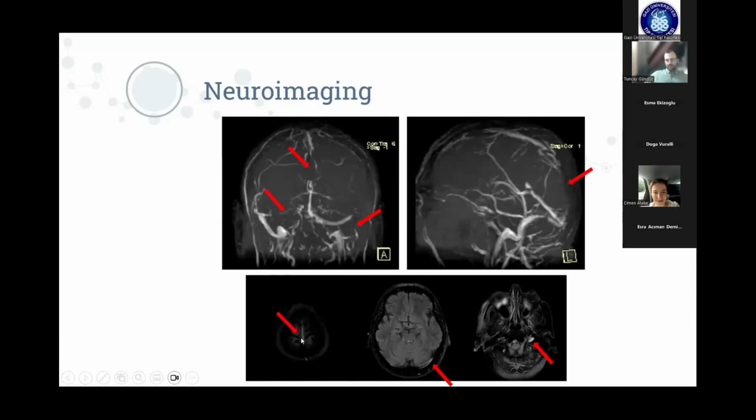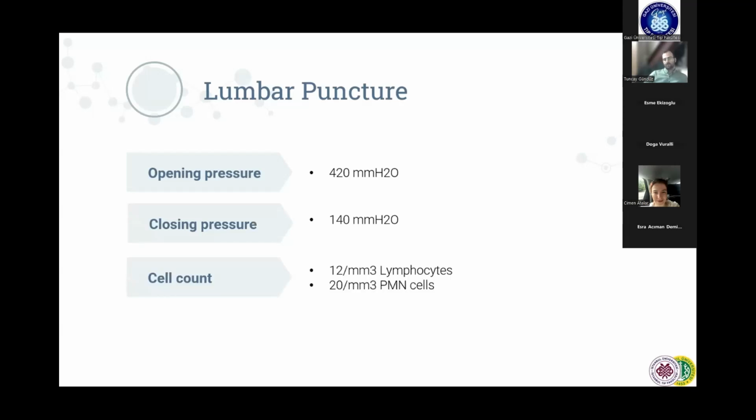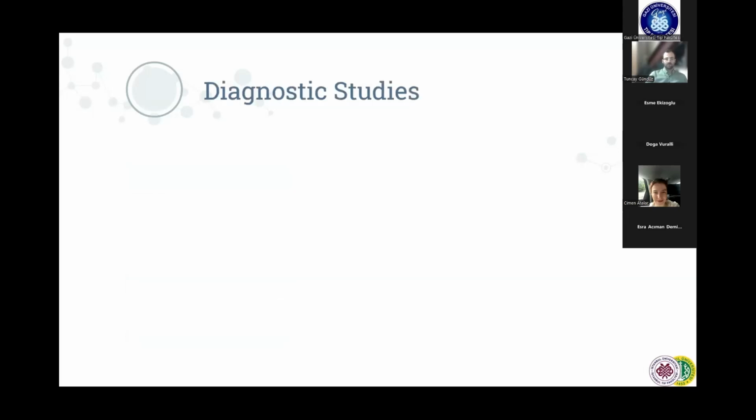You can also see the transverse sinus, sagittal sinus and sigmoid sinus thrombosis in the FLAIR sequences as hyperintense lesions in the venous area. We did a lumbar puncture, which showed 42 centimeters of water opening pressure, and the closing pressure was 14. There was also mild pleocytosis, 12 per cubic millimeter with 20 PML cells. The CSF biochemistry was normal, no microorganism was found, and cultures were sterile.